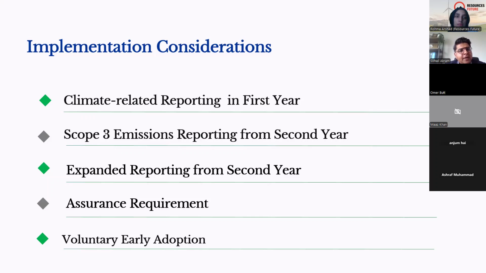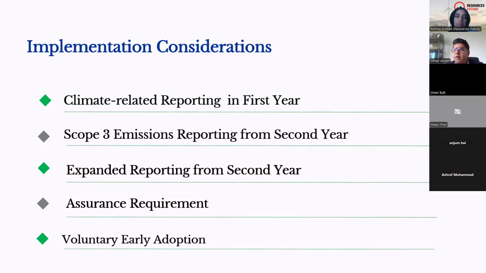Then there is expanded reporting from third year, which means that the other sustainability related topics, like for example water, if that's relevant, biodiversity, human capital, or other elements that are relevant to a specific industry or company, they would kick in or they would be applicable from the second year, not from the first year.